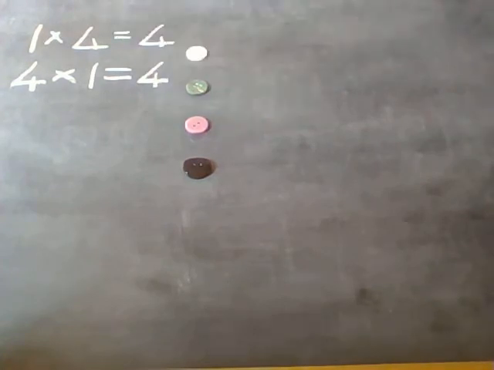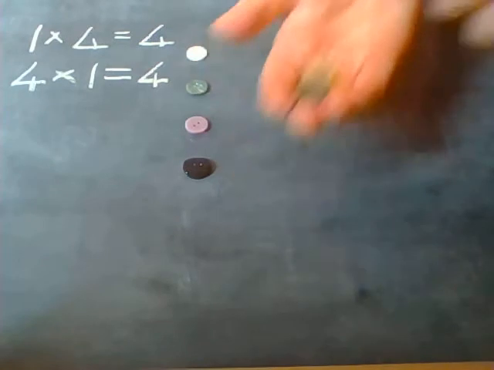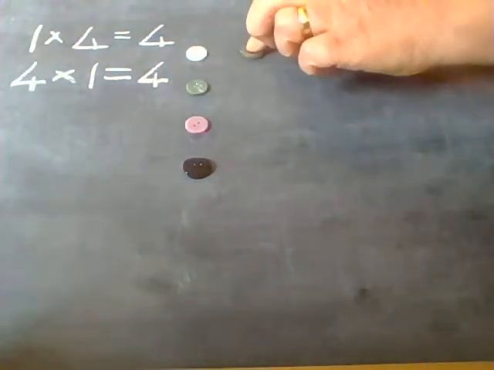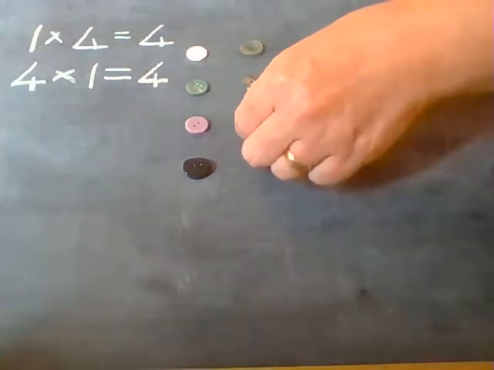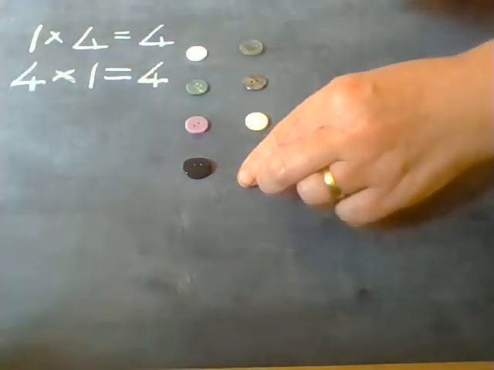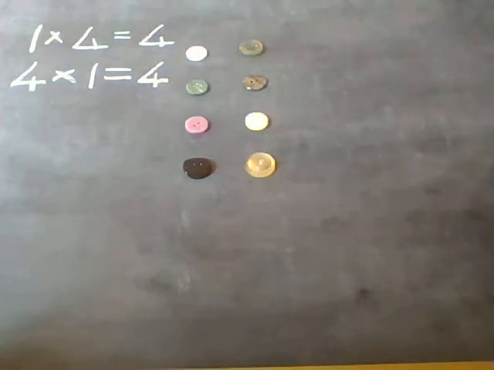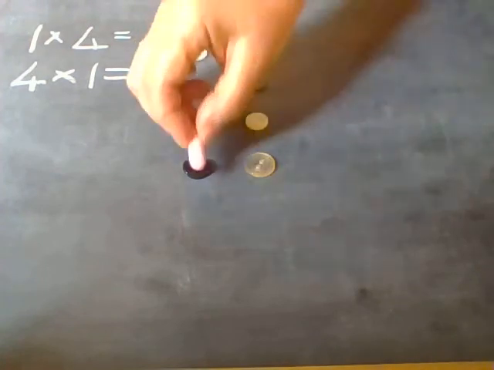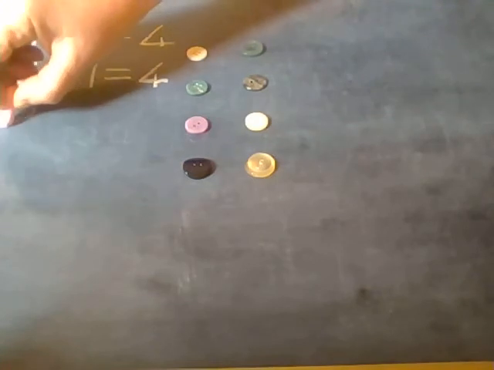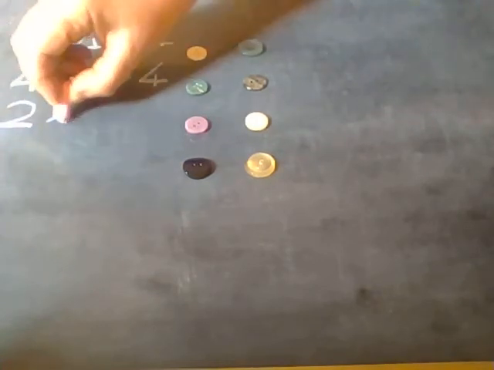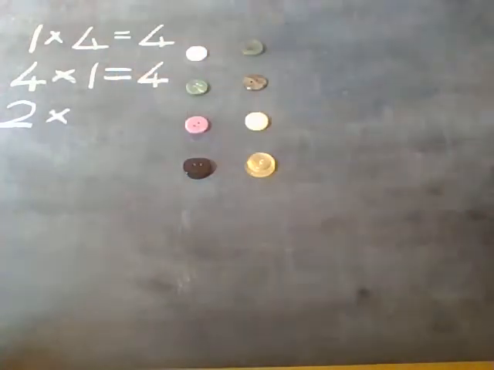Why is that important? Well, wait and see. I've got some more buttons. Here they are. And I can put these in my array. 1, 2, 3, 4. Okay, so now I have columns and rows again. I have 1, 2 columns, and in each column I have 1, 2, 3, 4 in each column.